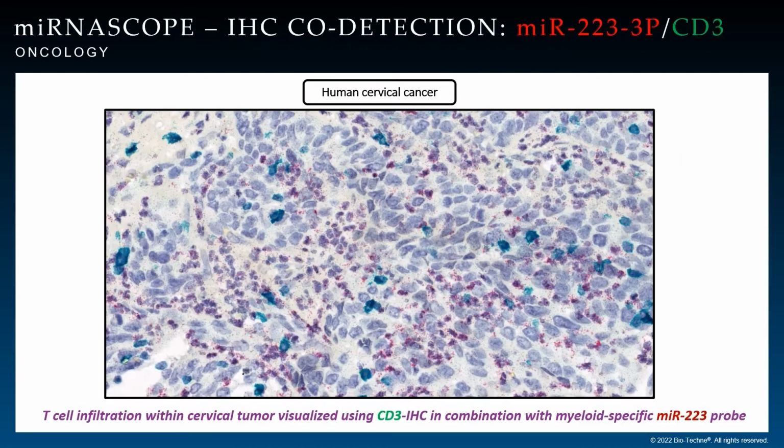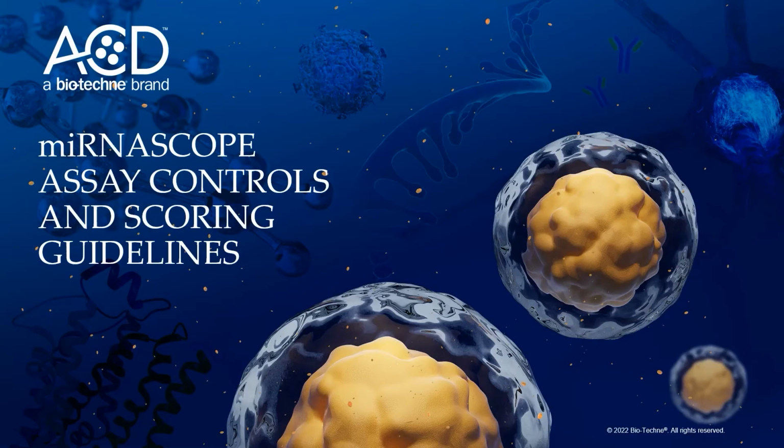Here we see an example of miRNA-protein co-detection in human cervical cancer tissue. Note the punctate red signal labeling the miRNA as well as the blue-green immunohistochemistry labeling. Now I will discuss the assay controls and scoring guidelines for miRNAscope.